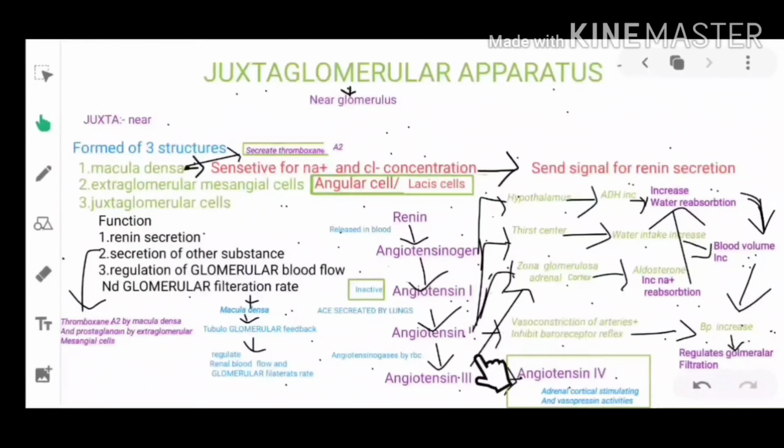Then angiotensin 2 also causes vasoconstriction of arteries and inhibits the baroreceptor reflex, due to which there is a direct effect on BP and blood pressure increases. As we see, in all the processes finally blood pressure increases, and blood pressure is responsible for the regulation of glomerular filtration rate.